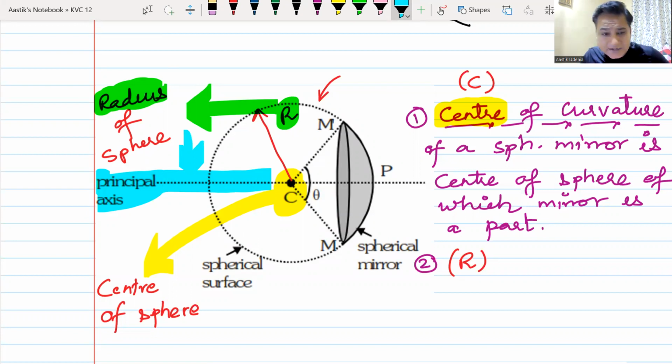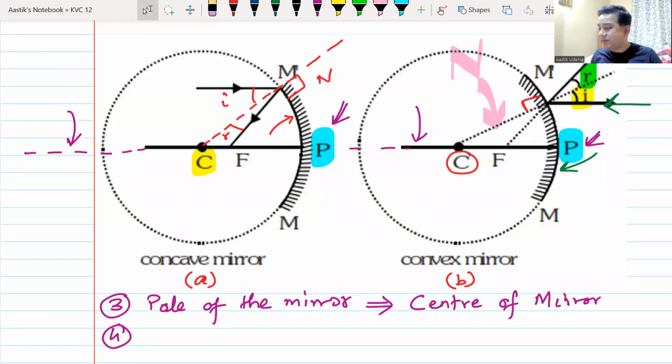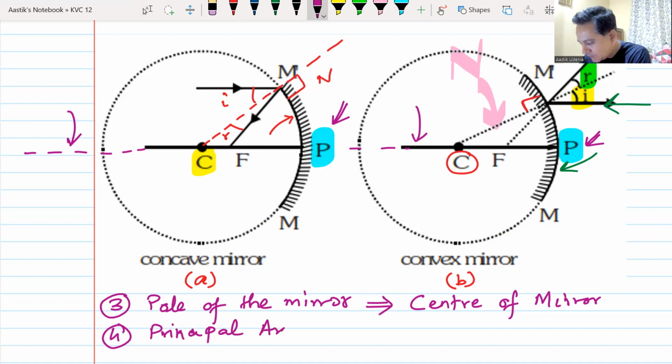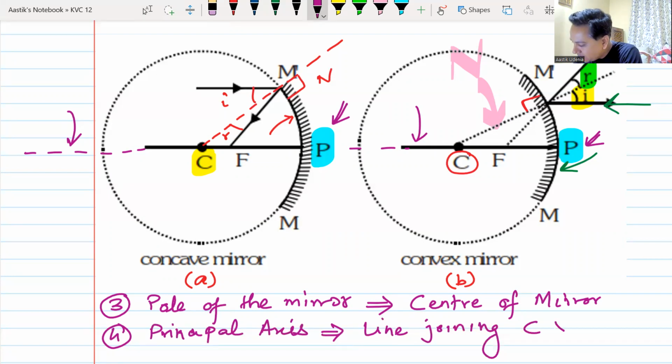I hope you have marked it. Principal axis. What is principal axis? Now, please tell me what is principal axis. Line passing through center of curvature and the pole. Well, your concept is correct, but the better way to show this is the line joining C with P. That is a better way of saying the thing. Line joining C and P is the principal axis.